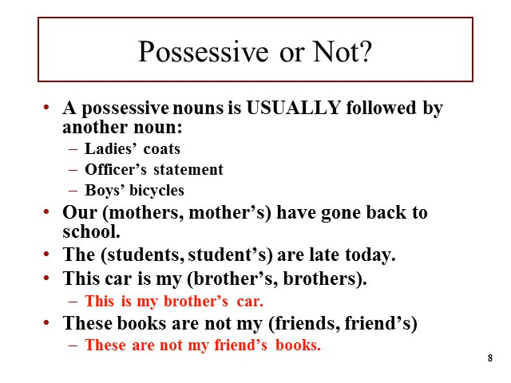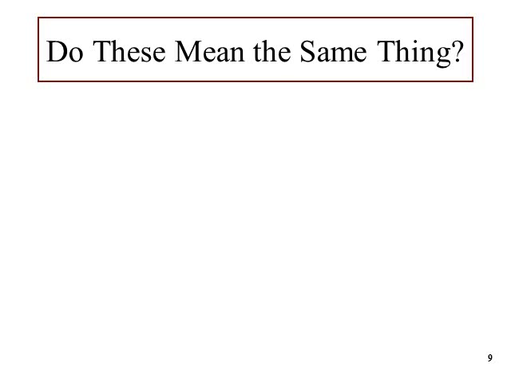This car is my brother's. It's as if you're saying this car is the car of my brother. And even though brother appears at the end, you do actually need the apostrophe. It's like saying this is my brother's car. These books are not my friend's books. Even though friend appears at the end of the sentence, you actually do need the apostrophe. So a little tricky, but I think you can figure that out.